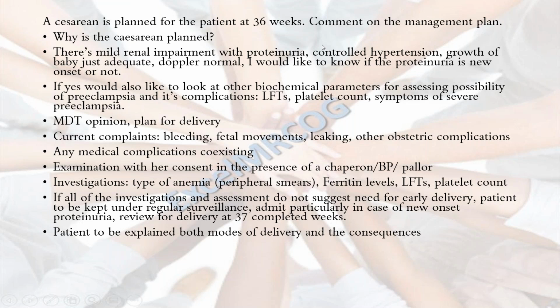We start by saying what the condition is. There is mild renal impairment with proteinuria, controlled hypertension, growth of the baby is just adequate, Doppler is normal. I would like to know if the proteinuria is new onset or not. And if yes, then other things need to be evaluated. MDT opinion and plan for delivery has to be taken into consideration.